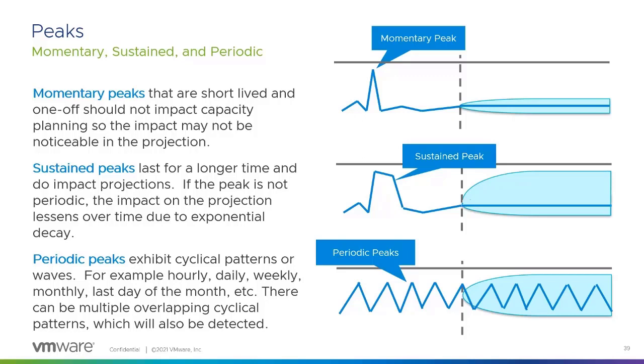So in general, those are the three main types of peaks that we deal with. Hopefully that helps you understand how they get factored in.